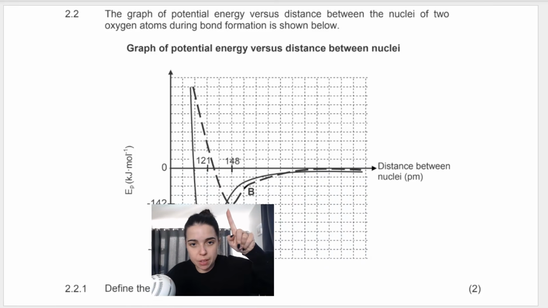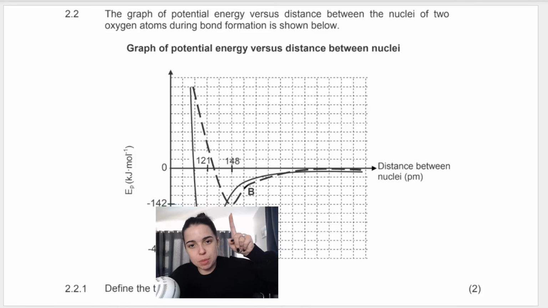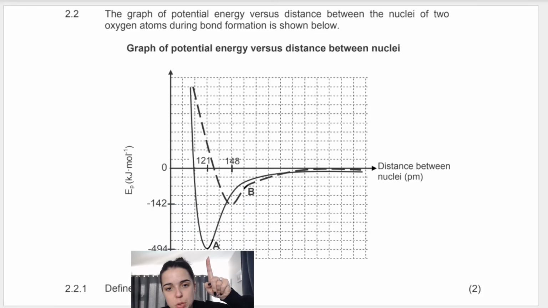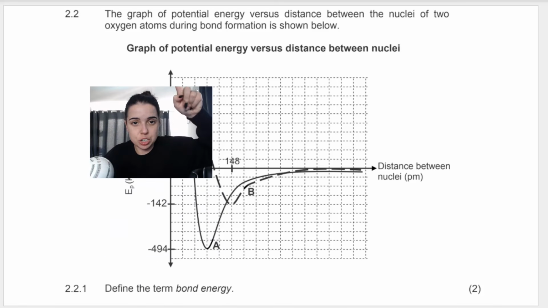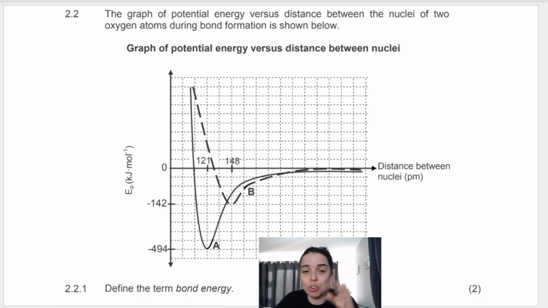So a bond is formed at the lowest dip in the graph, the trough of the graph, over here or over here, depending on which curve you're looking at. This would be where the bond would form for B, and this would be where the bond would form for A. Then if you push the atoms too close together, they start to repel, and that's why the potential energy shoots up again. So that's basically the graph. Again, I have a video going over the whole graph in detail if you want to check it out, link below. But we need to understand how to interpret the graph and how to read values off the graph.